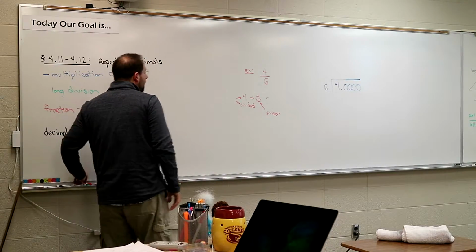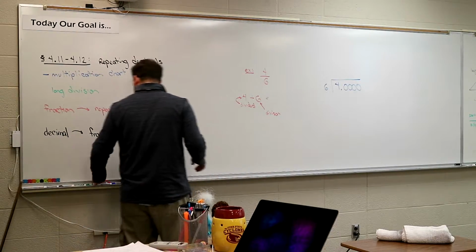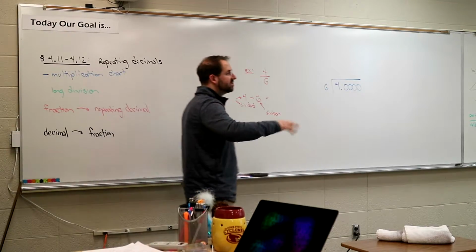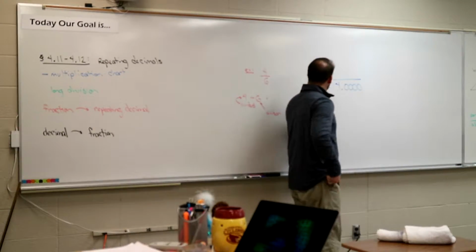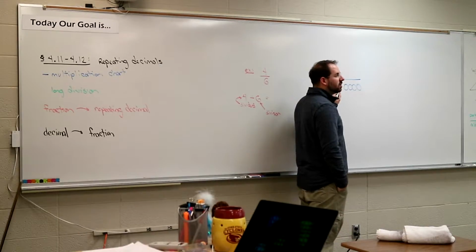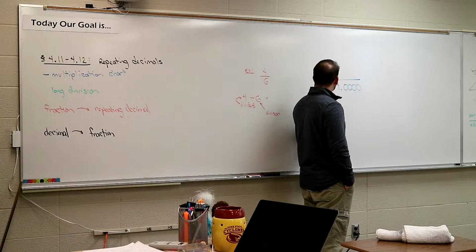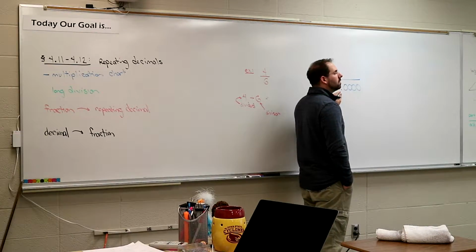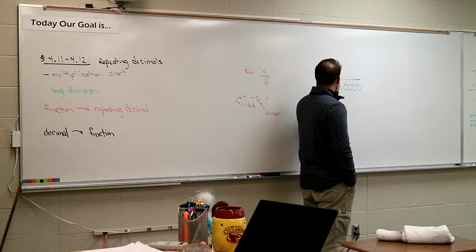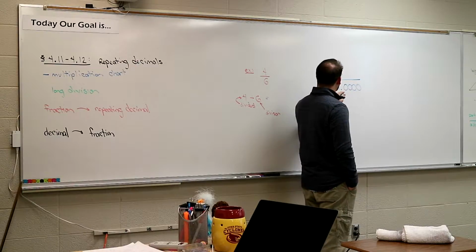So now, how many times on your multiplication chart, without going over, can 6 go into 4? Can it go into 4 without going over? No. So we put a 0. Okay, so now we're moving on to the next number. So now we're doing 40.